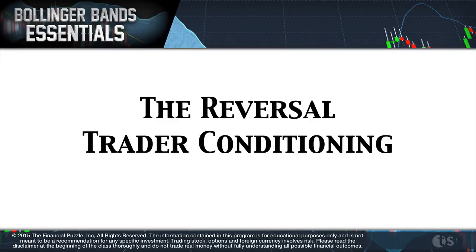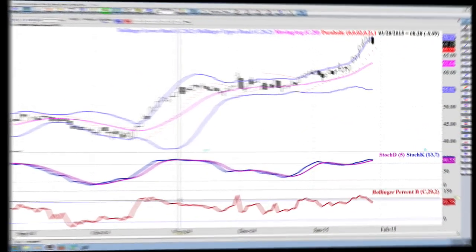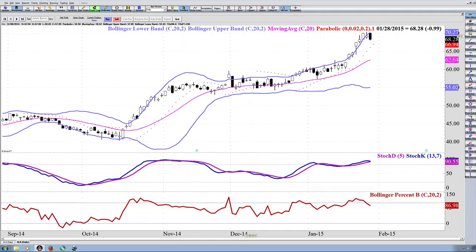So now what we want to do is go through a reversal setup or two and do some conditioning on this so that we get an idea of how this one's going to set up. Let's take a look at this trade setup we've got on Alaska Airlines. And notice what we've had here.